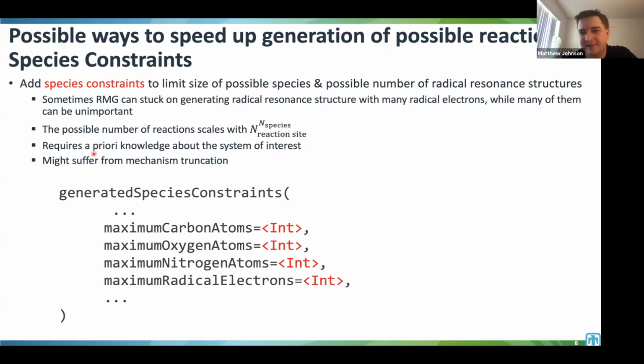But you do need to know that you run the risk of filtering out species that are actually important in these runs. And so you need some degree of a priori knowledge of what's going to be important in the system to know that you can cut it off at a certain point. Otherwise, you're going to suffer from some mechanism truncation error.